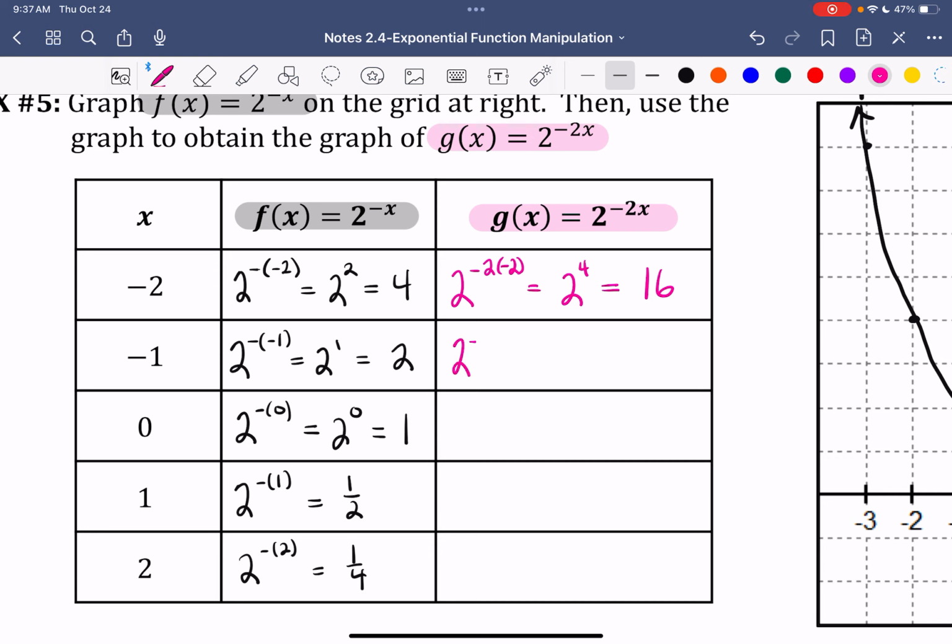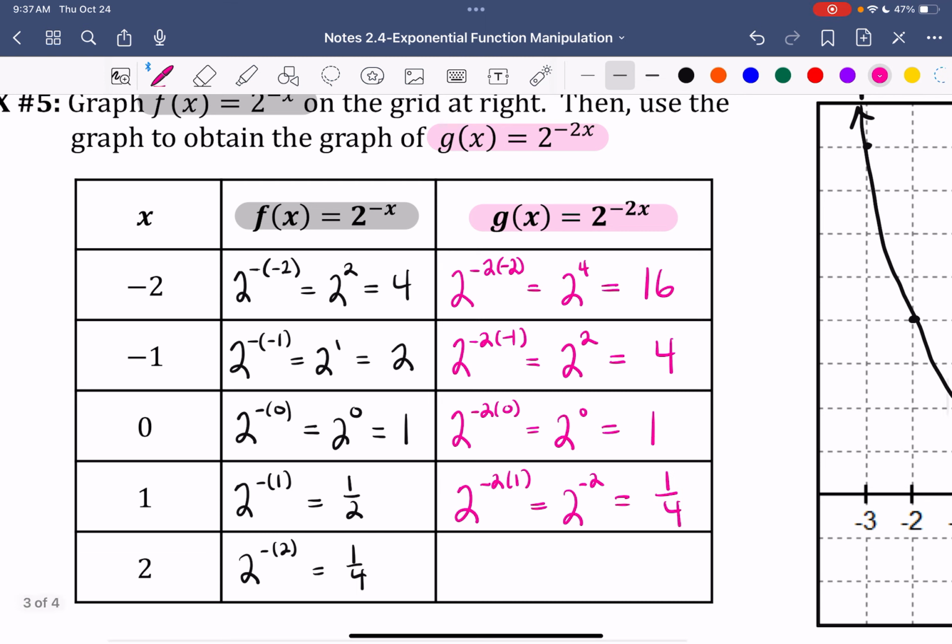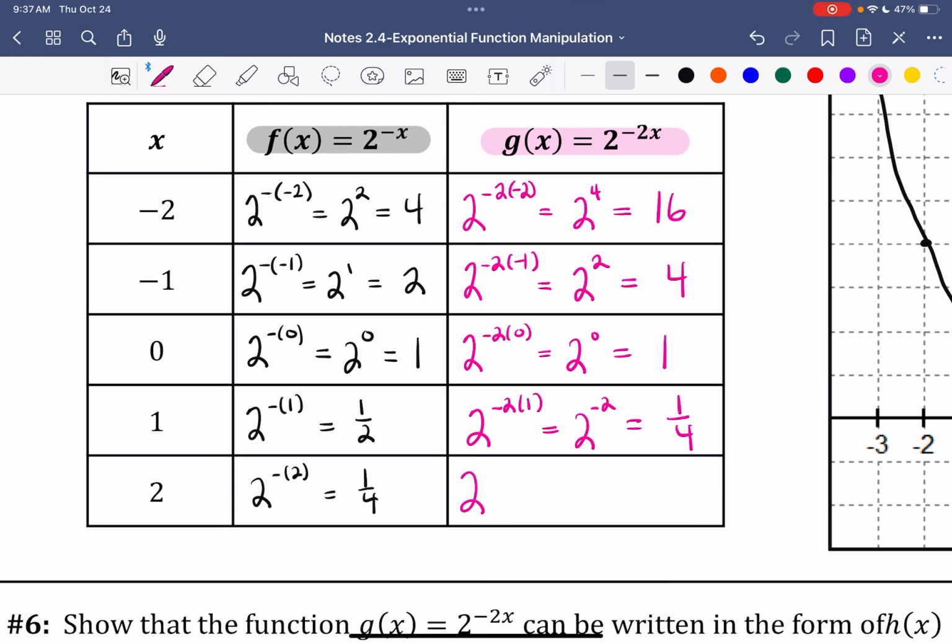Okay, next one, 2 to the negative 2, plug in our x, so negative 1. This would be 2 to the 2, which we know is 4. 2 to the negative 2 times 0, which is 1. 2 to the negative 2 times 1, which is 2 to the negative 2, that's 1/4. And then 2 to the negative 2 times 2, that's 2 to the negative 4, which is 1/16.